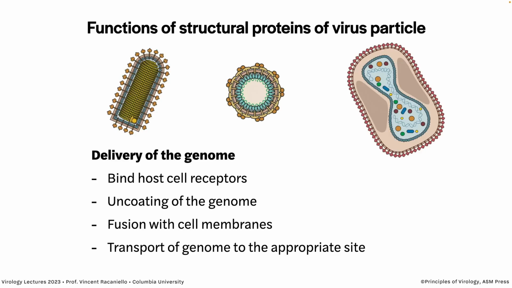Then the virus particle has to deliver the genome to the right place in the cell. It has to first bind virus receptors on the cell surface, a topic we'll talk about next time. It has to uncoat the genome. Uncoating is a word we use to mean getting the genome out of the virus particle. For viruses with membranes, the membrane has to fuse with the cell membrane somewhere in the cell. Again, we'll talk about that next time.